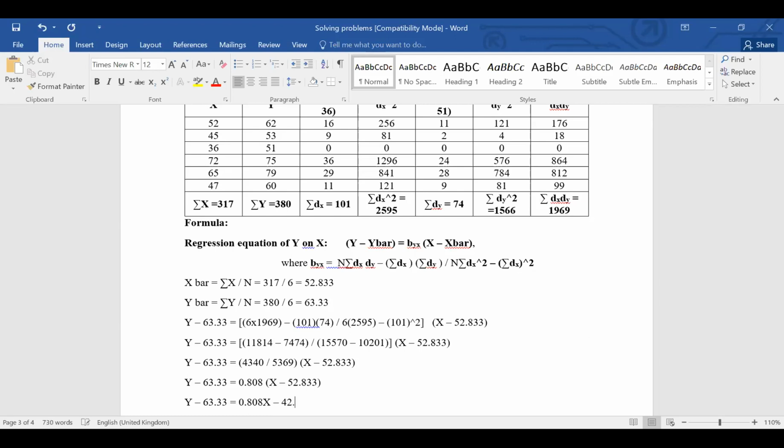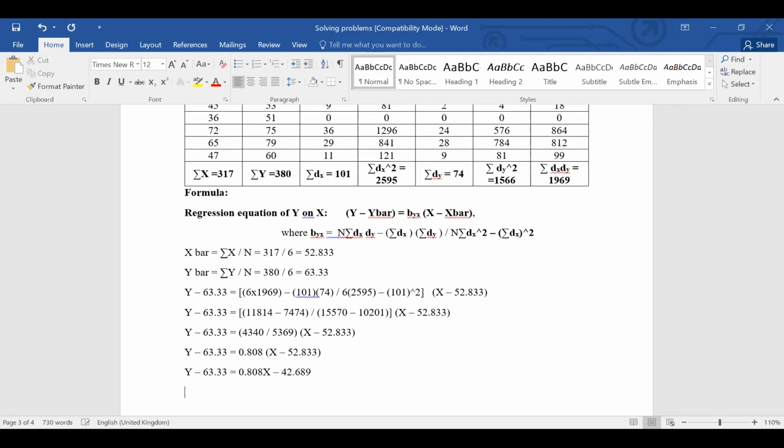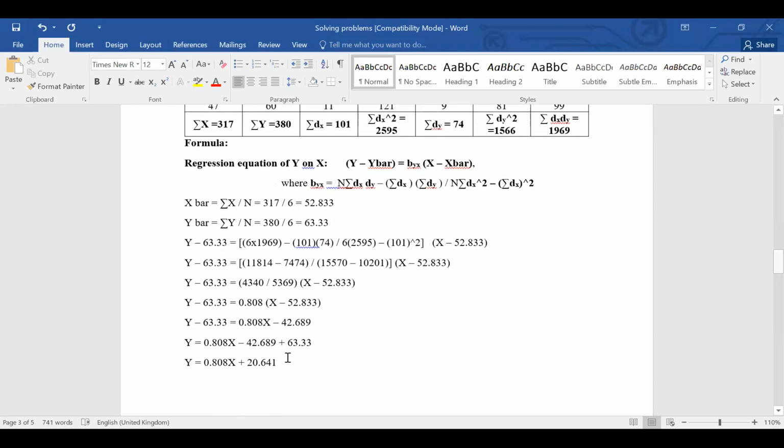Okay, thank you. Now y equal to 0.808 x minus 42.689 plus 63.33. Now tell me what is the y value? 0.808 x plus 63.33 minus 42.689, right? It's 20.641. Okay, very good. Now we got the y on x.